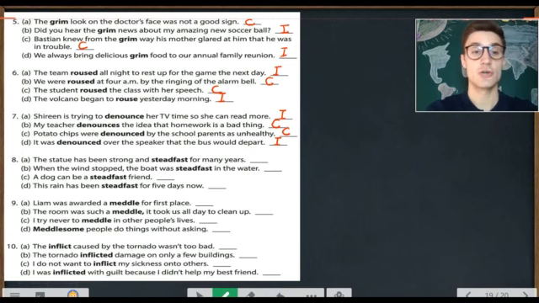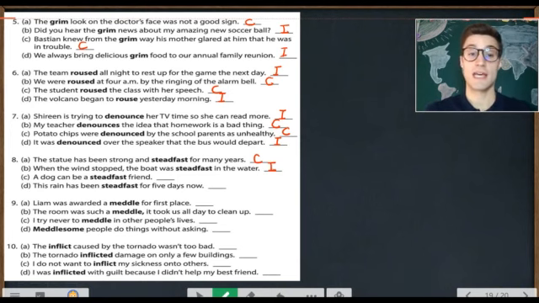The statue has been strong and steadfast for many years. That could be correct. Unchanged, right? B. When the wind stopped, the boat was steadfast in the water. Unchanged. A boat, that does not sound right. No, incorrect.